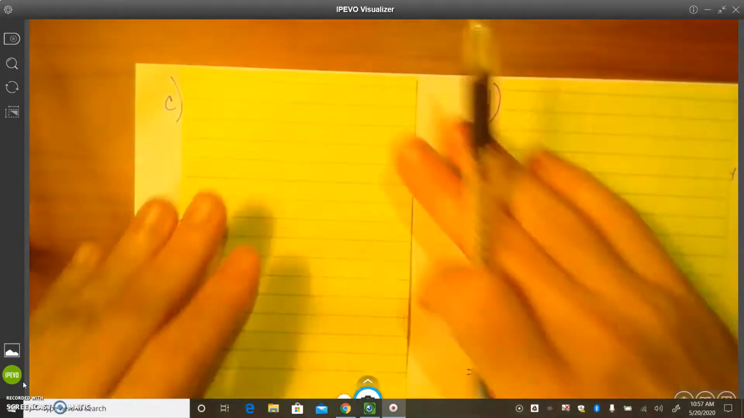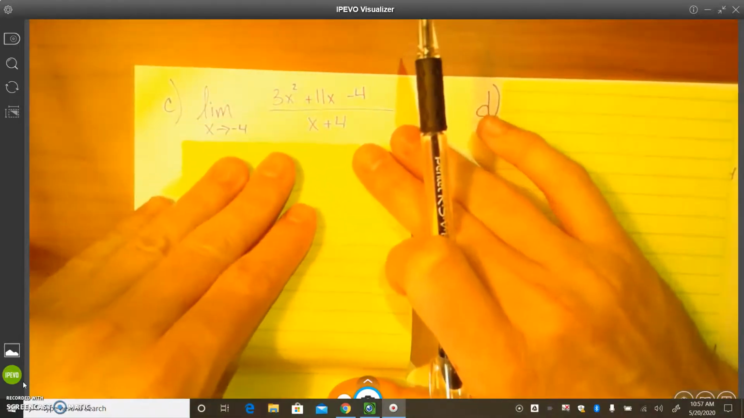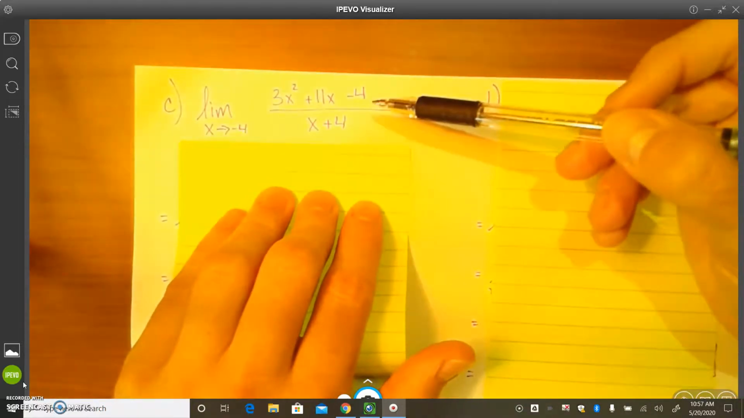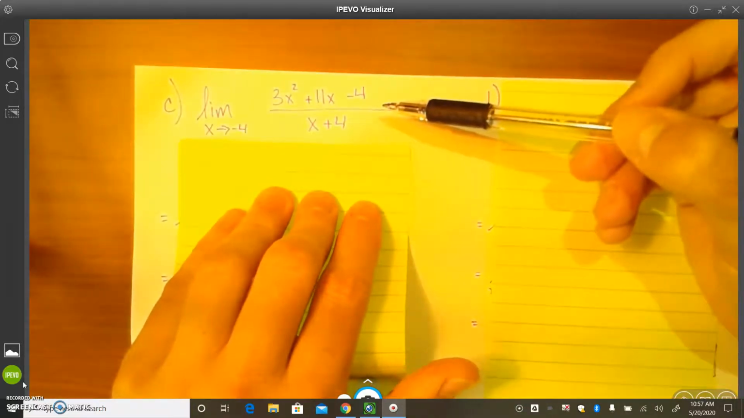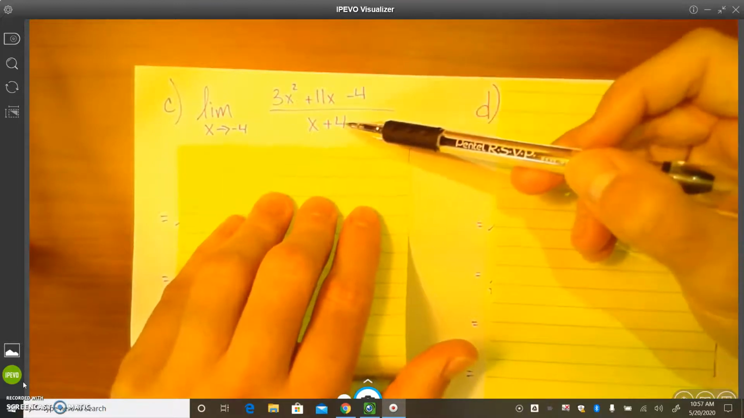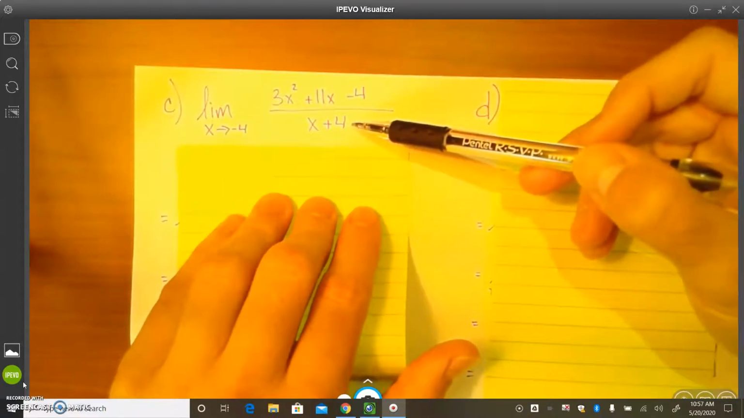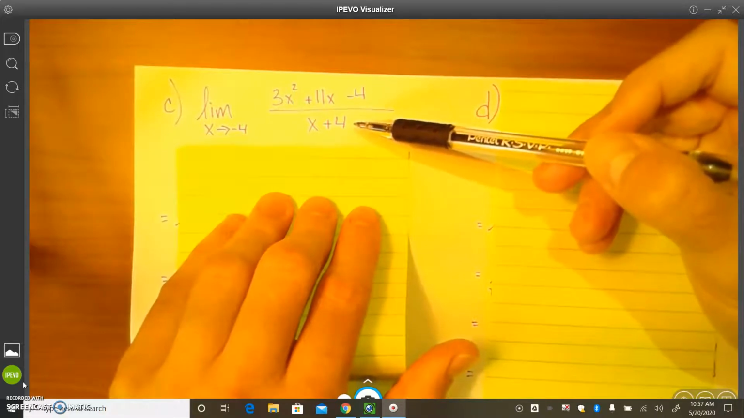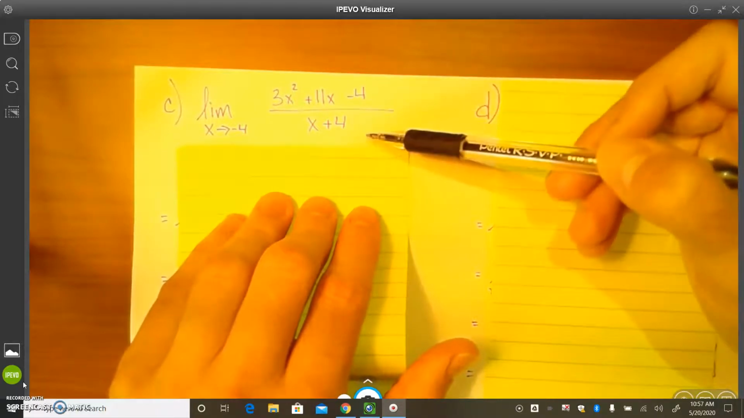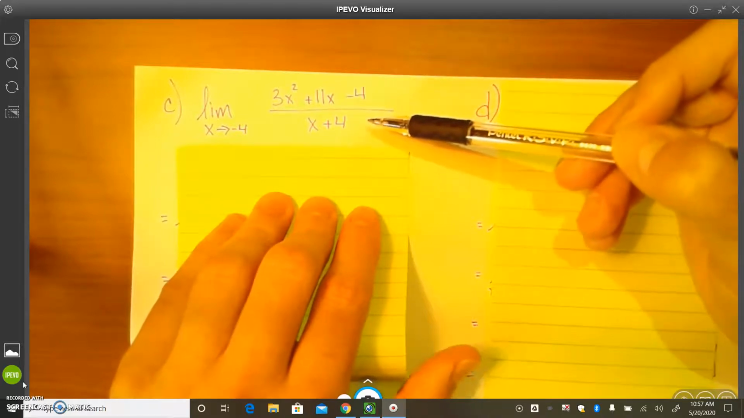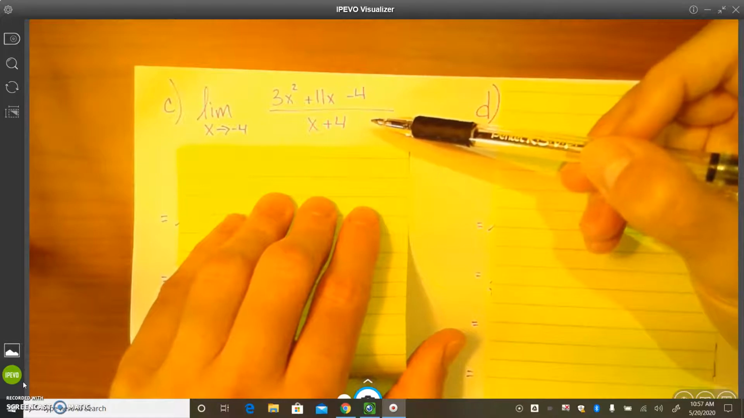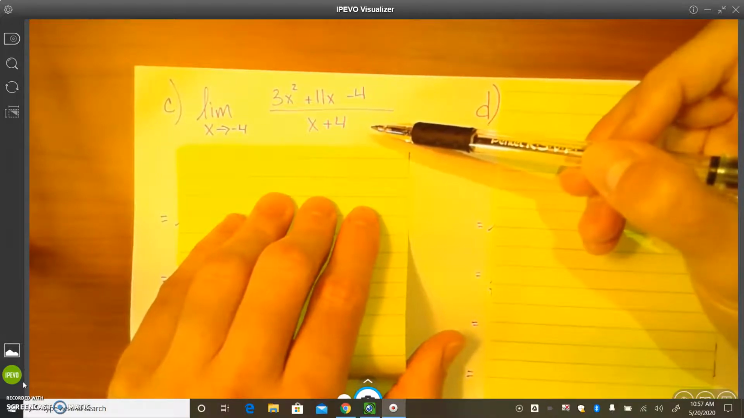So part C, different type of strategy. This one's a little bit easier and a little bit more familiar to students. We have a rational expression here. So obviously, if I plug in -4 into this rational expression, I'm going to get a quickly undefined value. And in fact, what ends up happening is you get 0 divided by 0, which is still undefined, but 0 over 0 is like a nice red flag that says there's definitely something we can do to simplify.